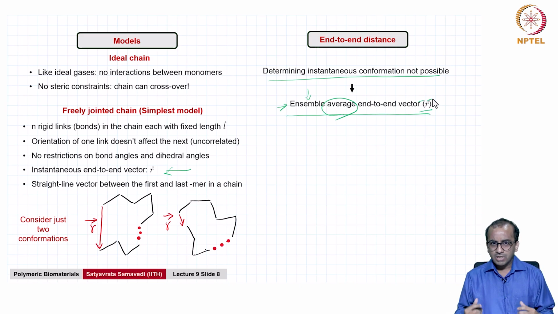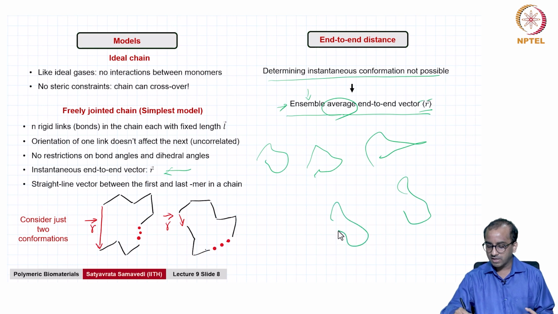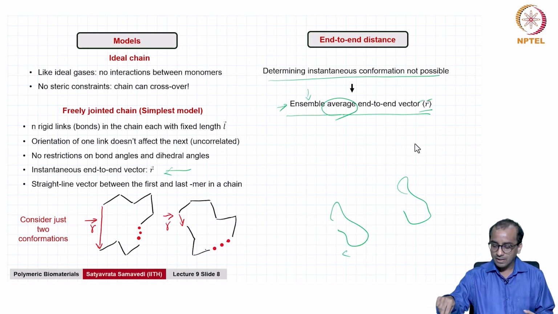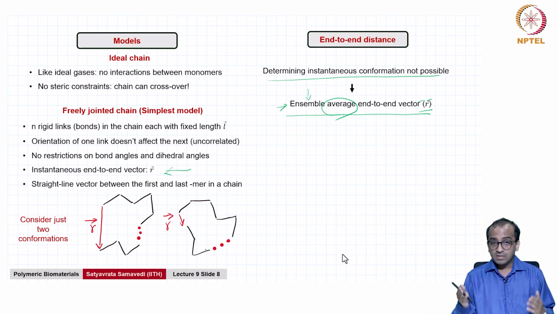Averages can be broadly taken in two ways. You can take a chain and keep following it over time. Over time, this is the conformational changes that the chain makes, and you can follow a single chain like this over time and take the average. That is one way to do it. You can also take a snapshot of lots of different chains, a single snapshot, and all these chains will be structurally identical, but they will exist in different what we would call microstates.